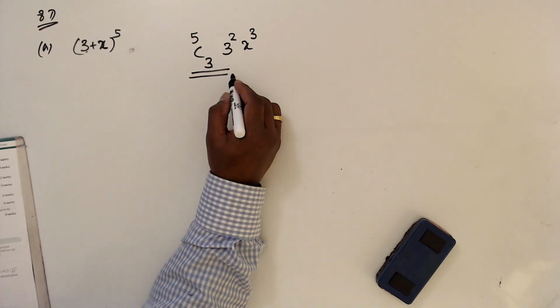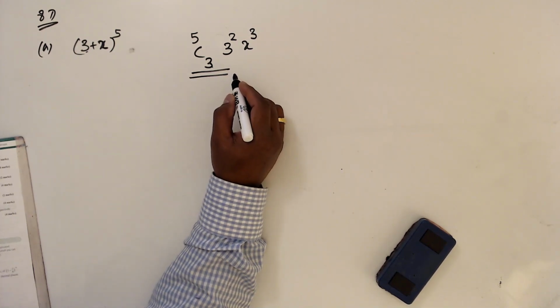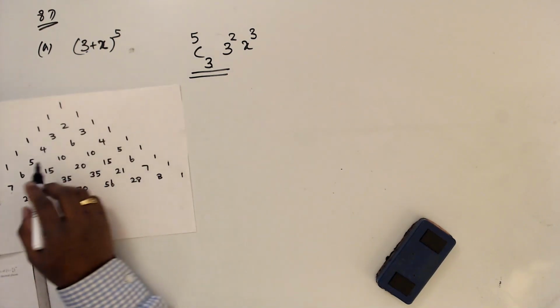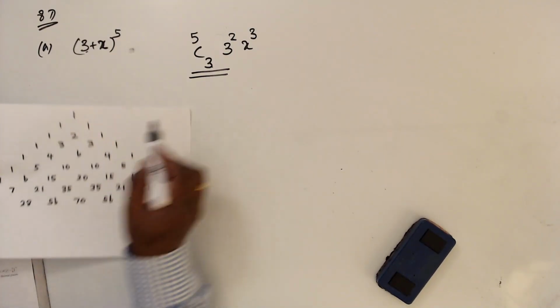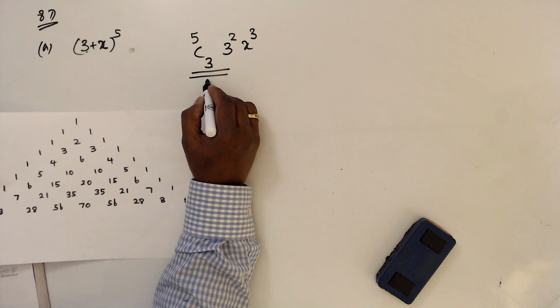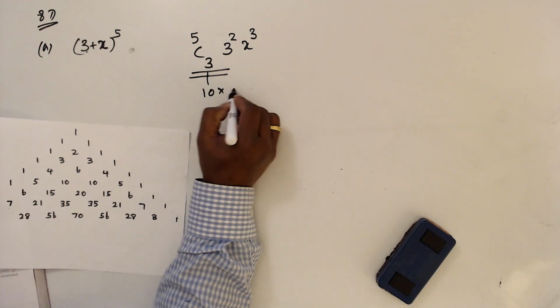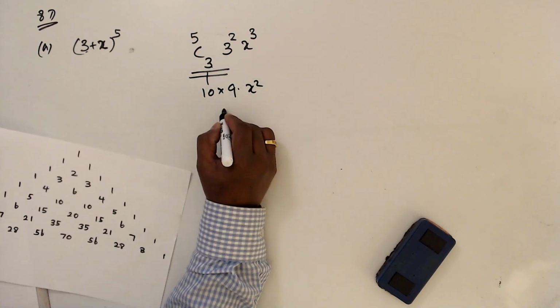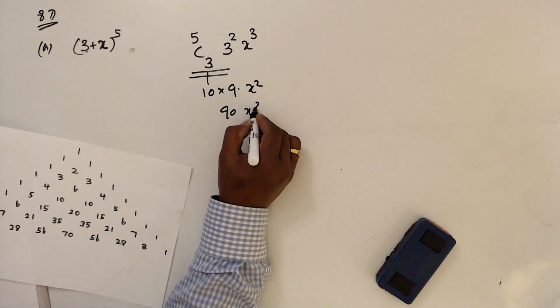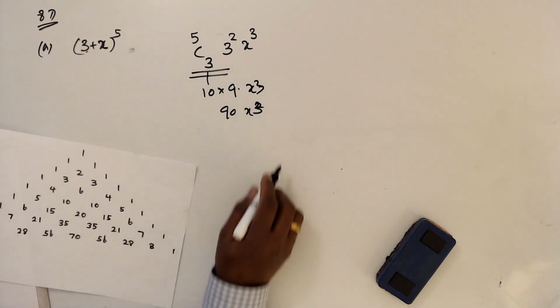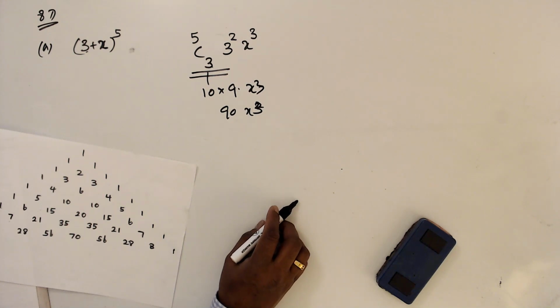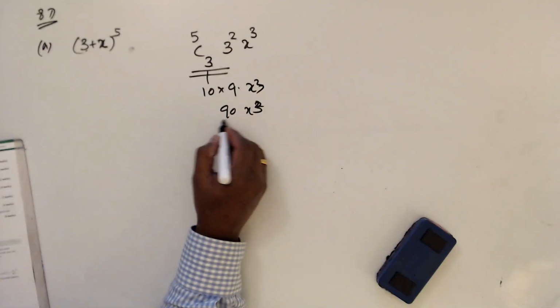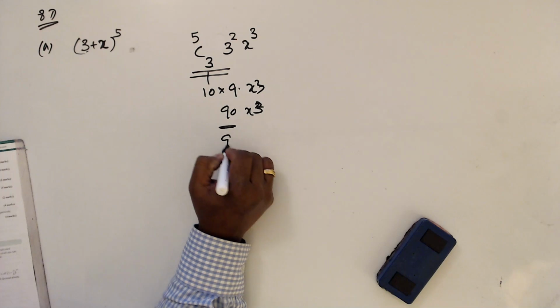So 5c3 is going to be 1 2 3, this is going to be 10, and this is 9, and x cubed, 90 x squared x cubed. So the coefficient is going to be 90.